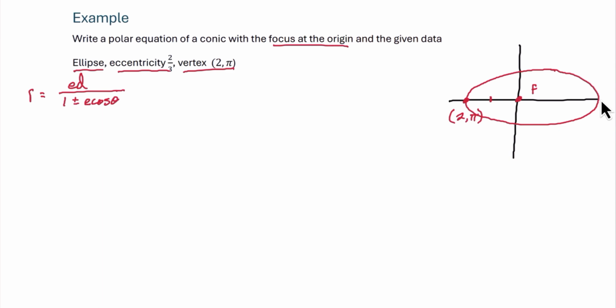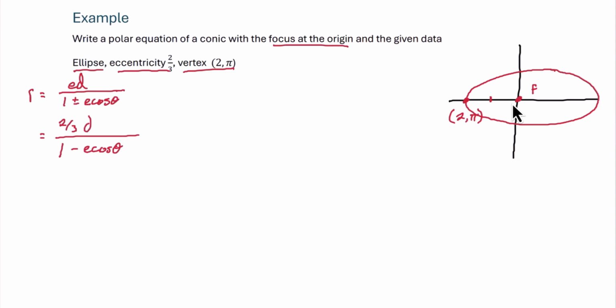Now let's plug in some information that we know. We know that e is 2/3. We're told the eccentricity. Now we have to ask, is it plus or minus? Notice that the vertex is to the left of the focus. That means we're dealing with minus e cosine theta.